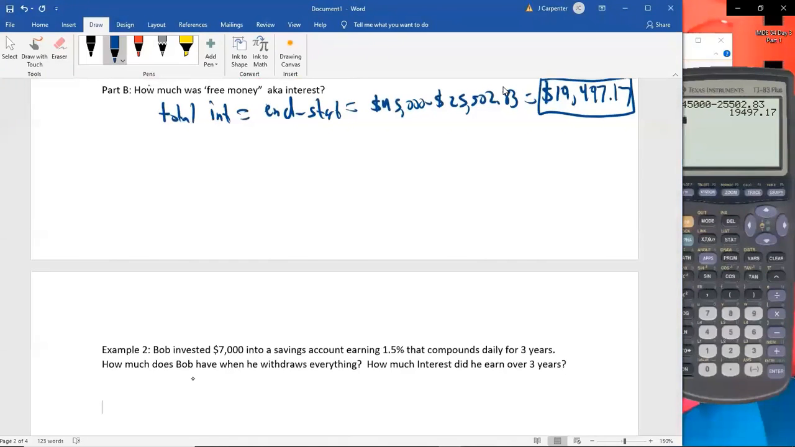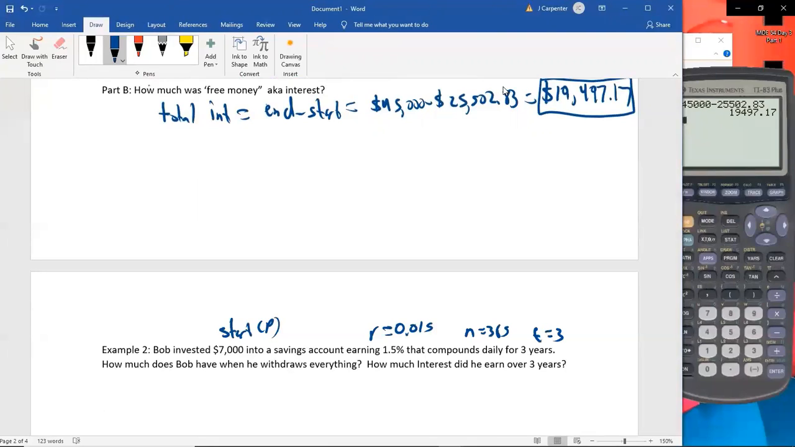If you come up with an answer that was like 100,000, that wouldn't make sense. If you come up with an answer of 5,000, that wouldn't make sense. How would you start with 7 and end with 5? So obviously the answer should be bigger, but not too big. So this 7,000, that's how much he invested. So that's the start. That's the P. 1.5 is the R, if that decimal goes left twice, is 0.015. It compounds daily, so that means the N is 365. And then 3 years, that means the T is 3.